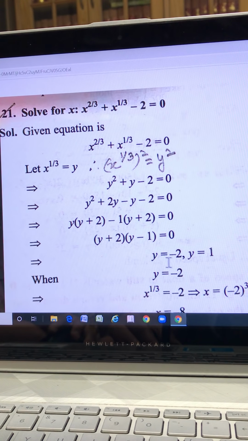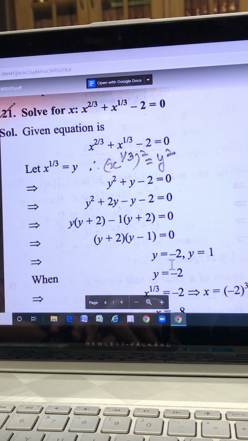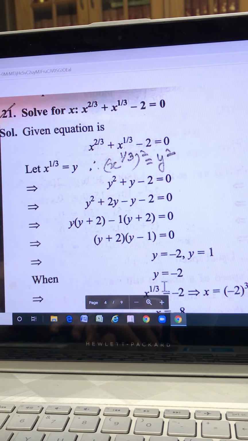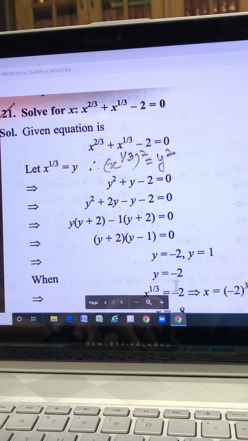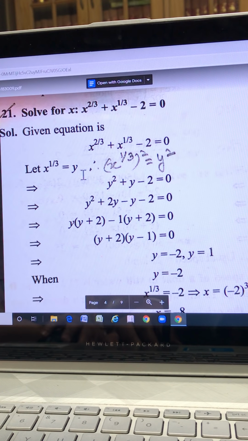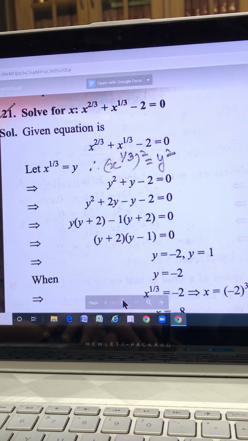Now students, the equation that is given to us is in x, and we have calculated the value of y. That means from this value of y, I am supposed to find the value of x. So when y is minus 2, that means x to the power 1 by 3 is minus 2.